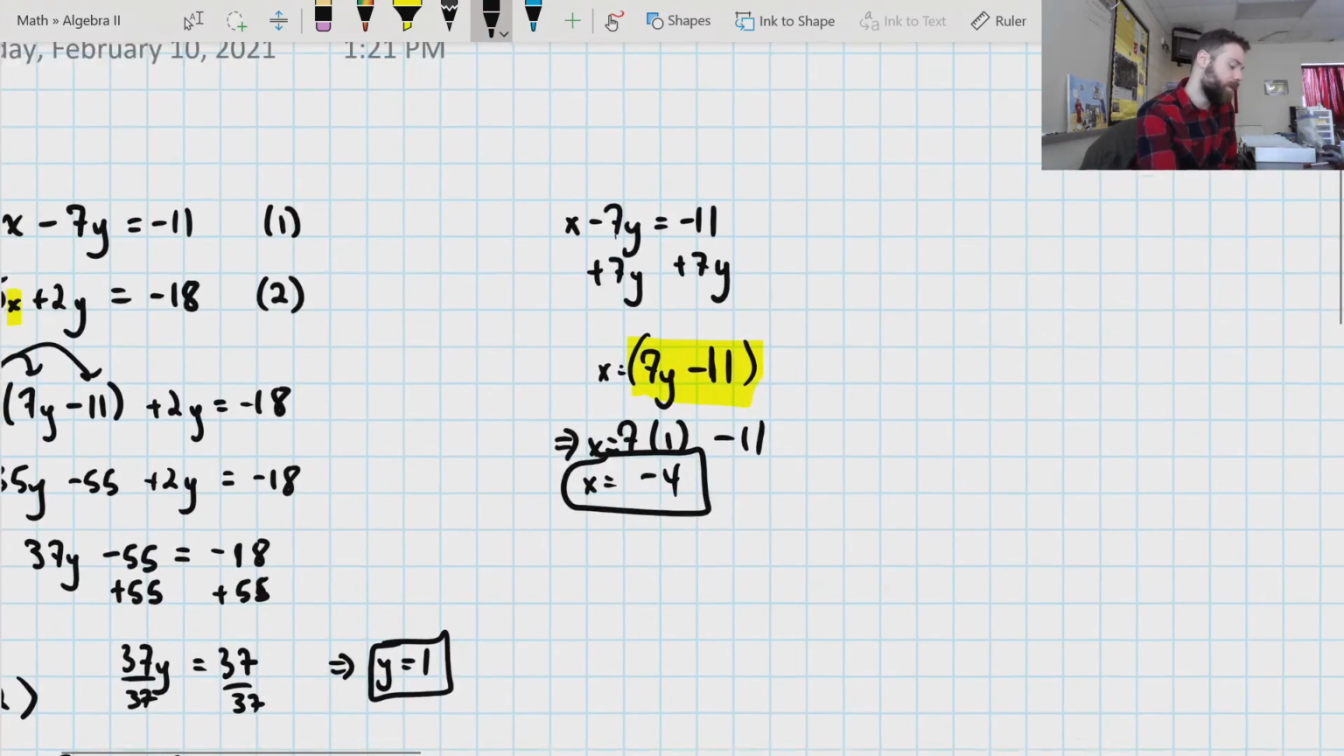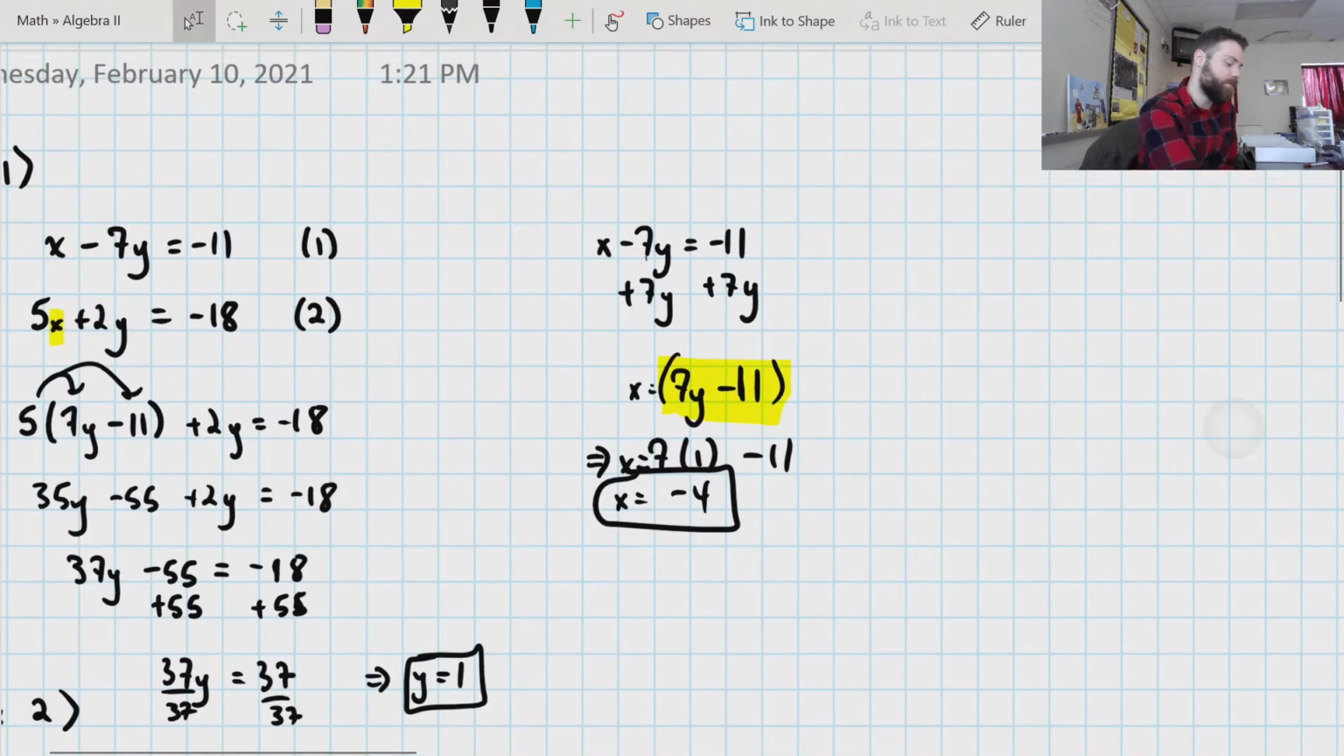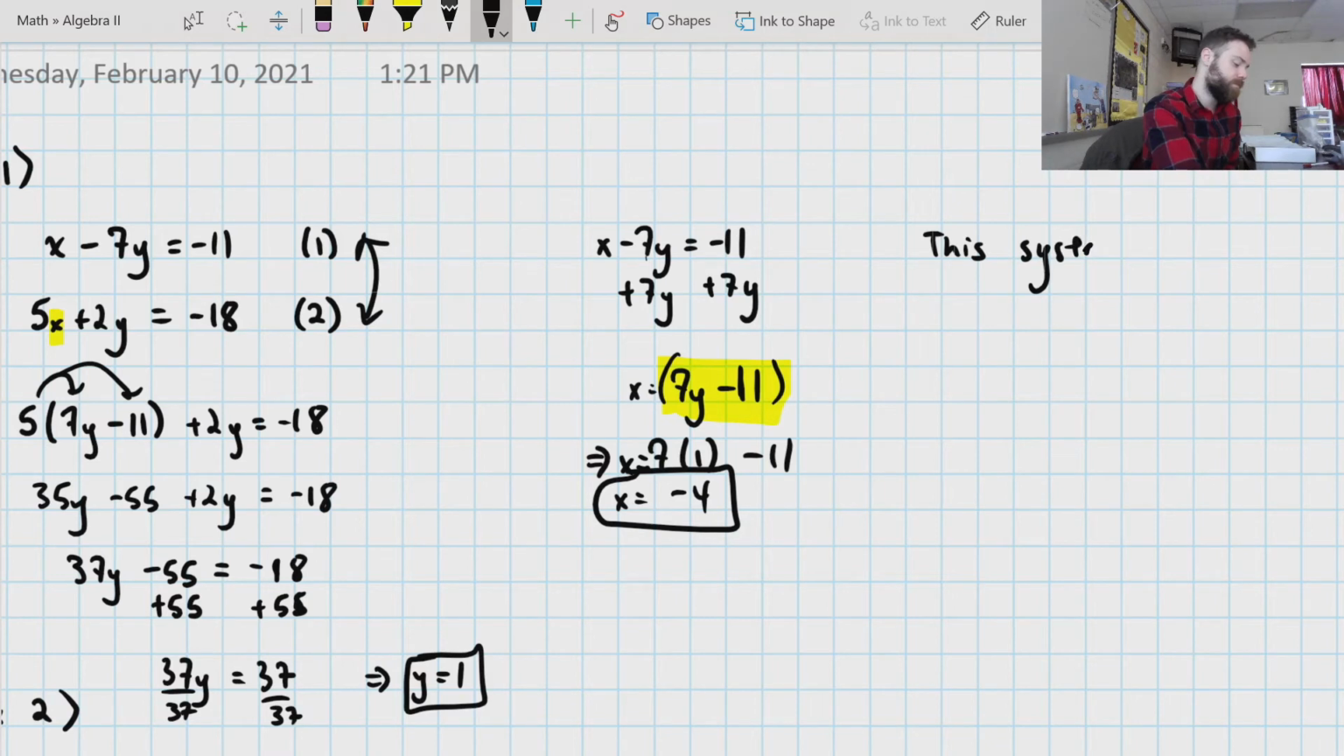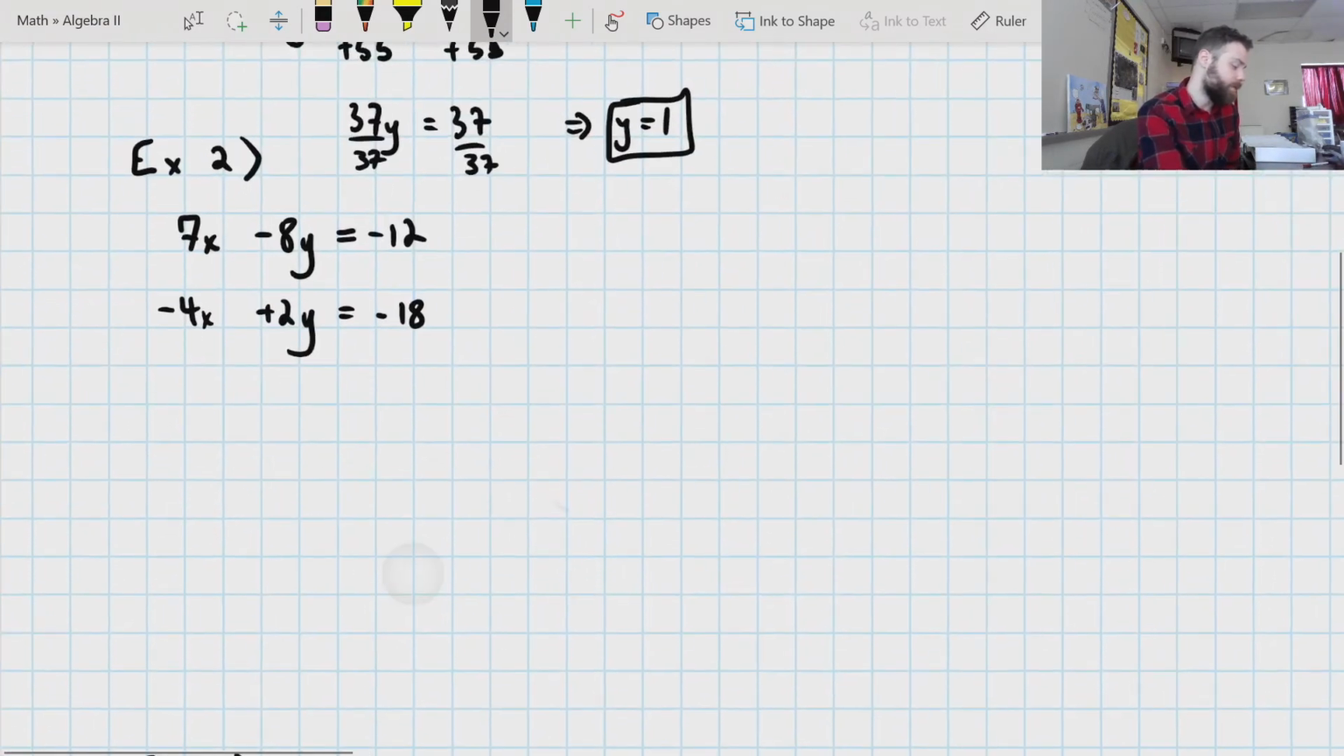So my point of intersection, if you remember the last video, and if you're not familiar with graphing lines, you probably should go watch that video or something similar. Whenever 2 lines intersect, they intersect at a coordinate, if they intersect. So in this case, these 2 equations are going to intersect at negative 4, 1. Okay? So that's one example. Let's go with example 2.